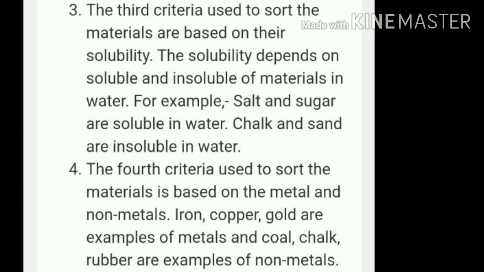Now the fourth criteria used to sort the material is based on metals and non-metals. So if we want to separate the materials, then we can separate out according to their properties of metals and non-metals. Which metals are there? Yes, iron, copper, gold are examples of metals, and coal, chalk, rubber are examples of non-metals.